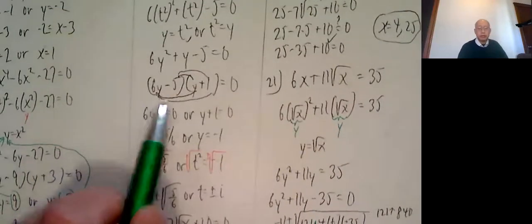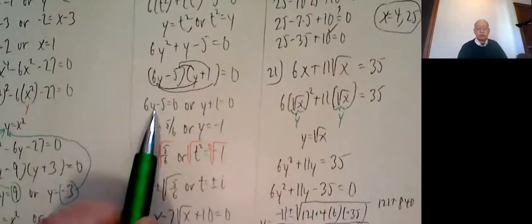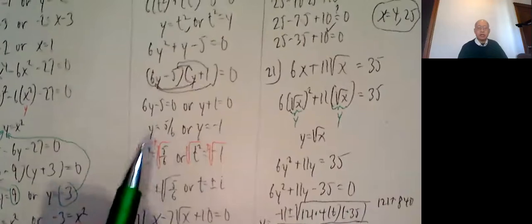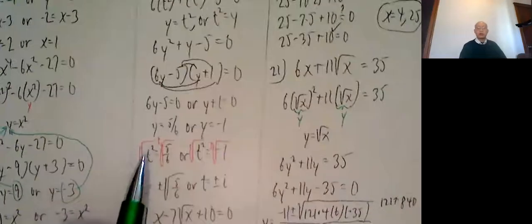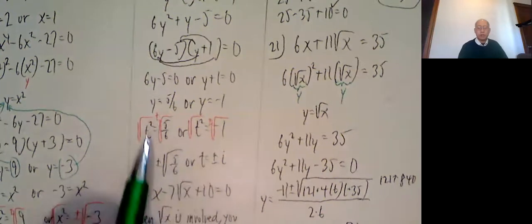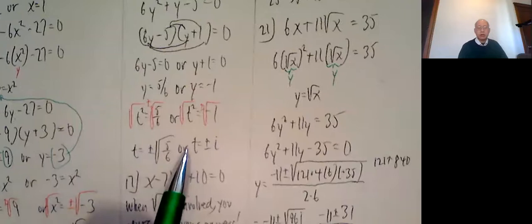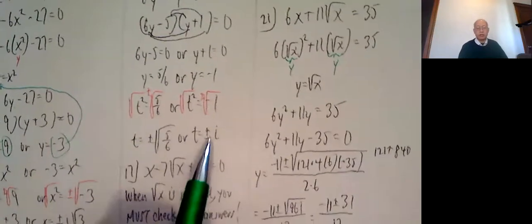So that means either this one is 0 or this is 0. So a little bit of algebra, y is 5/6, or y = -1. Change y back to t^2. So t^2 = 5/6, or t^2 = -1. Square root property, t is plus or minus the square root of 5/6, or t is plus or minus the square root of -1, which is plus or minus i.